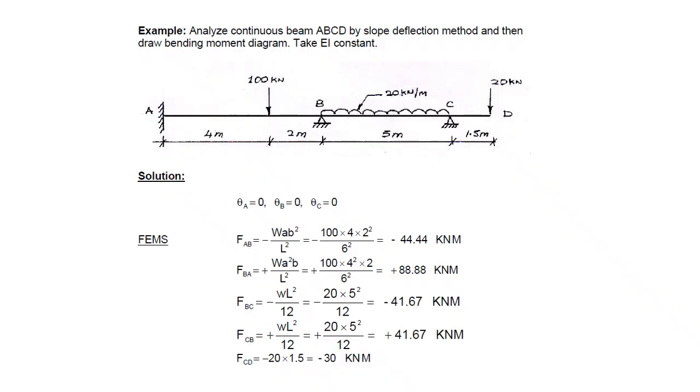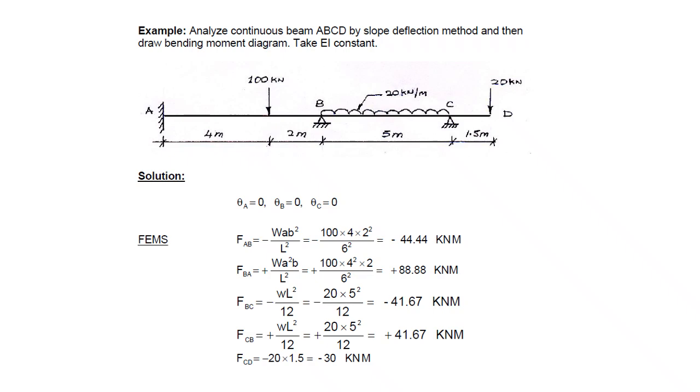Next, span BC, assume fixity on either side. It is with UDL, so FBC equals minus W L squared by 12, minus 20 times L squared by 12, minus 41.67. FCB equals plus W L squared by 12, so 20 kilonewton, L squared is 5 squared, by 12, so plus 41.67 kilonewton meter. And for FCD, one side is overhanging, so it is sufficient to find the moment FCD. It is minus 20 into 1.5. Since it is a hogging moment, you take minus 20 into the distance 1.5, which is minus 30 kilonewton meter.